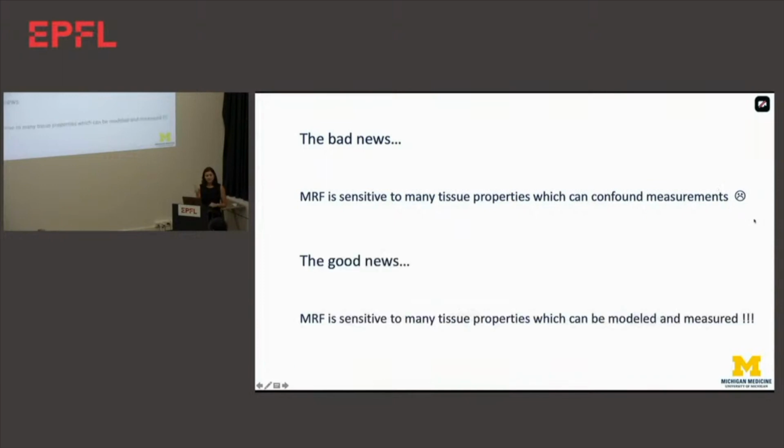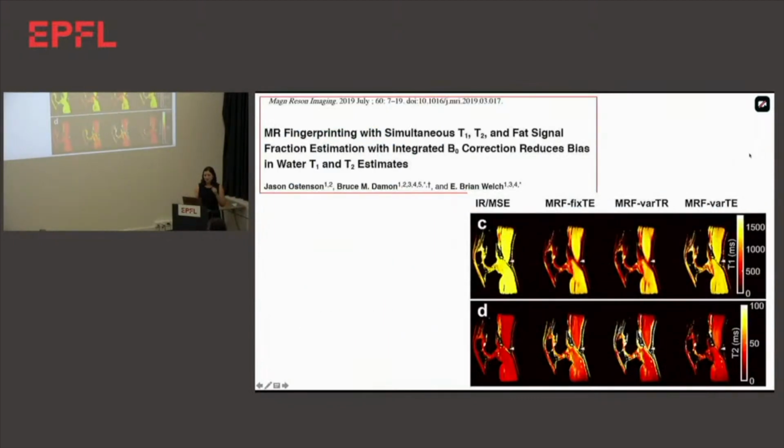But the good news is that fingerprinting is sensitive to a lot of different tissue properties. And if we can model those exactly the same as our imperfections, then we can measure those too. So here's some nice work where it was shown that if we model the fat fraction in our tissue and we extract that, so we get rid of the fat, then we can get cleaner measurements than we would have if we had just gone ahead with our fingerprinting measurements.